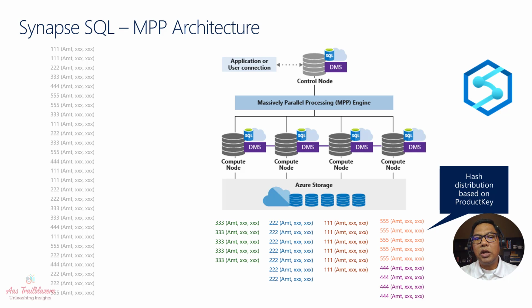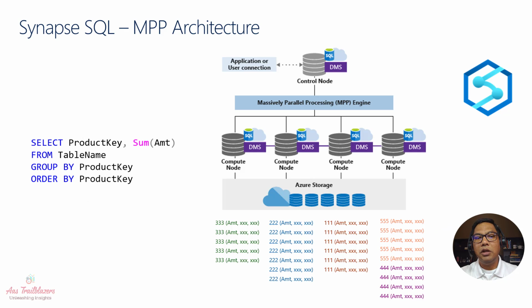So this colocation ensures that when you run the same query which you ran earlier, it doesn't require any data shuffle because of this data colocation. So for 333, it's all going to be in one distribution. Likewise for 222, it's going to be in another distribution. 111, it's going to be another distribution. So given this is all together at one location for a particular product key, the group by can be performed without doing any shuffling of the data in this case.